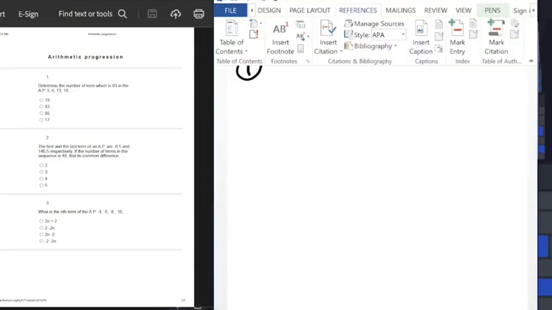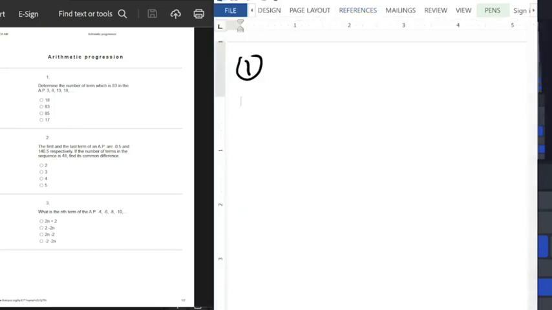This is the correction to the given questions on arithmetic progression. So the first question says determine the number of terms, which is 83, in the AP. Looking for the number of terms, so n is unknown.